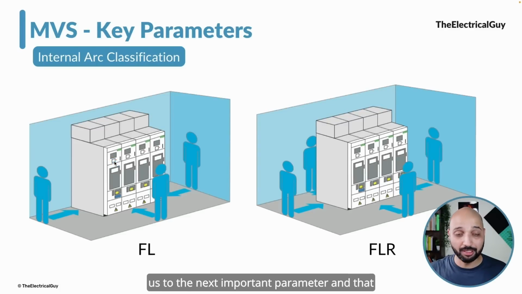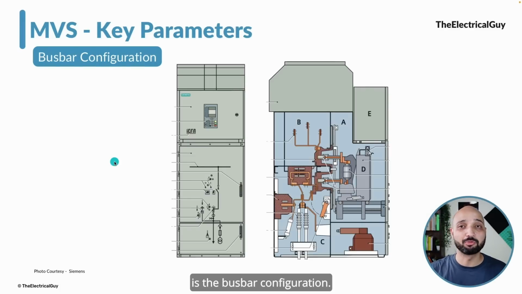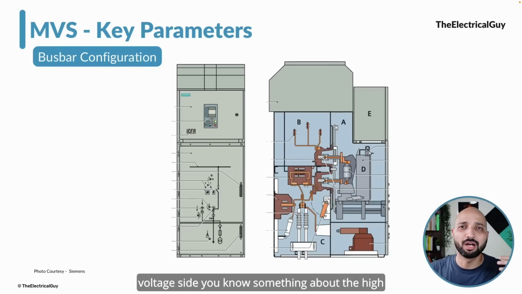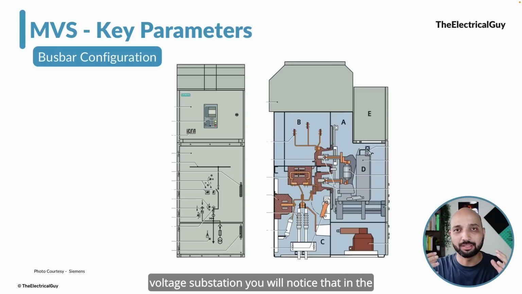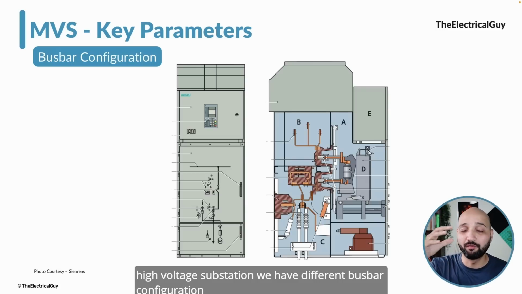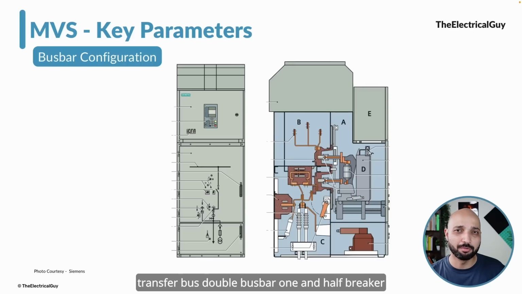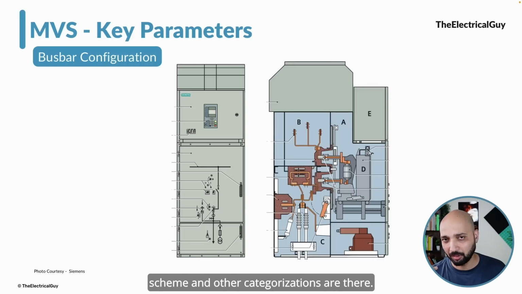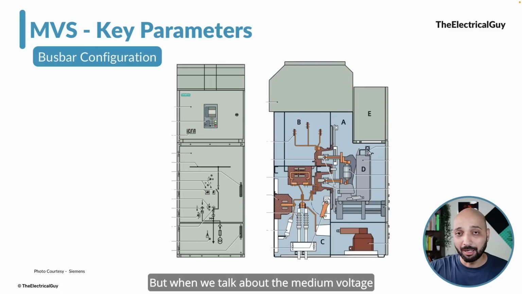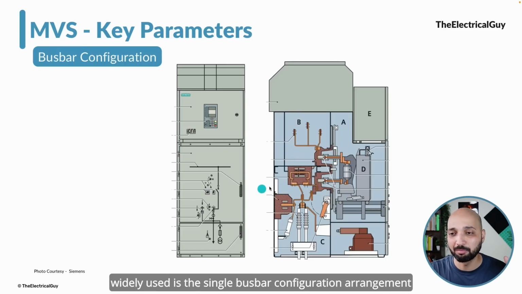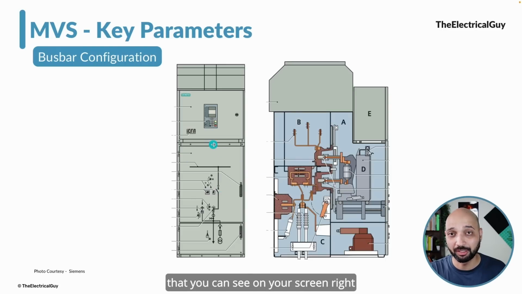And which takes us to the next important parameter, and that is the bus bar configuration. Now, if you are coming from the high voltage side, you know something about the high voltage substation. You will notice that in the high voltage substation, we have different bus bar configuration. We have single bus bar, we have main and transfer bus, double bus bar, 1.5 breaker scheme, and other categorizations are there. But when we talk about the medium voltage, we mostly find two different types of bus bar configuration. One that is most commonly used, most widely used, is the single bus bar configuration arrangement that you can see on your screen right now.